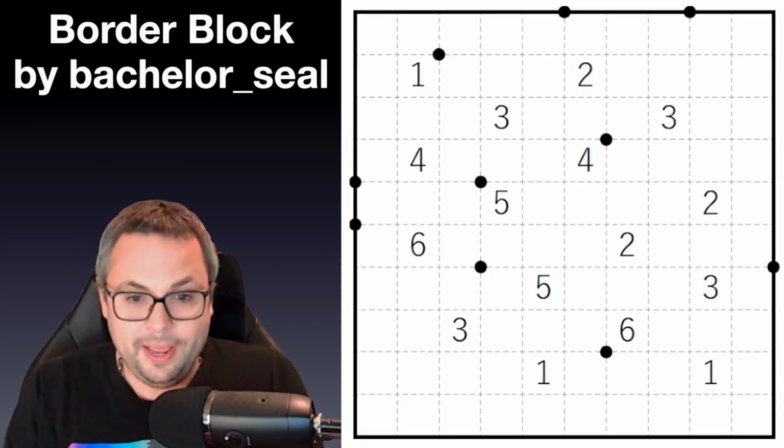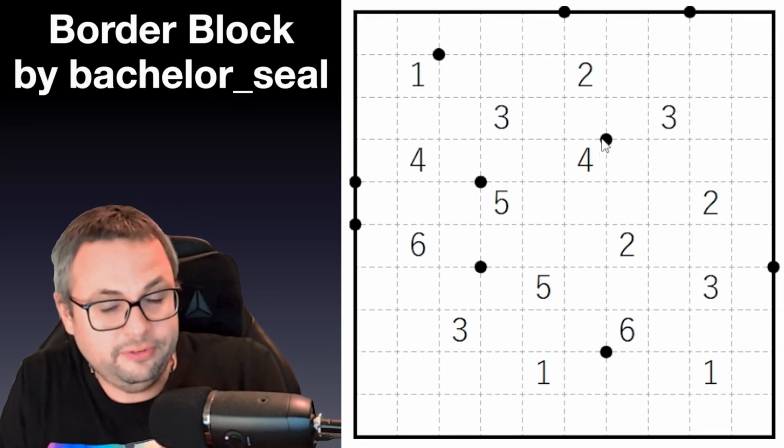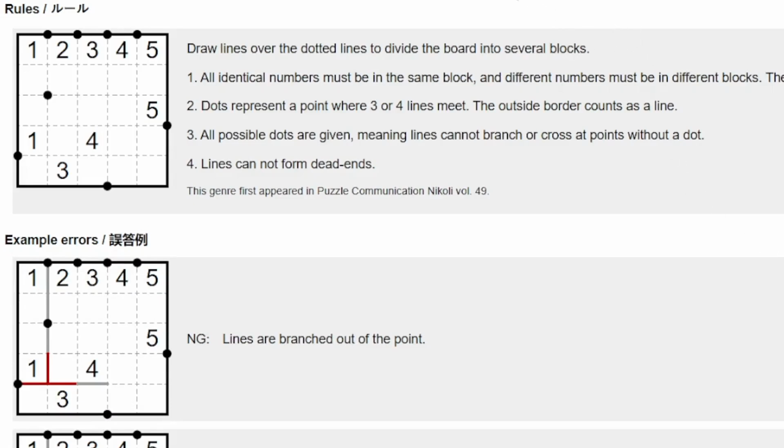What's border block, you ask? I don't know, but Bachelor Seal set one, so I'm going to solve it. Let's read the rules together. I have actually genuinely no idea what this is.